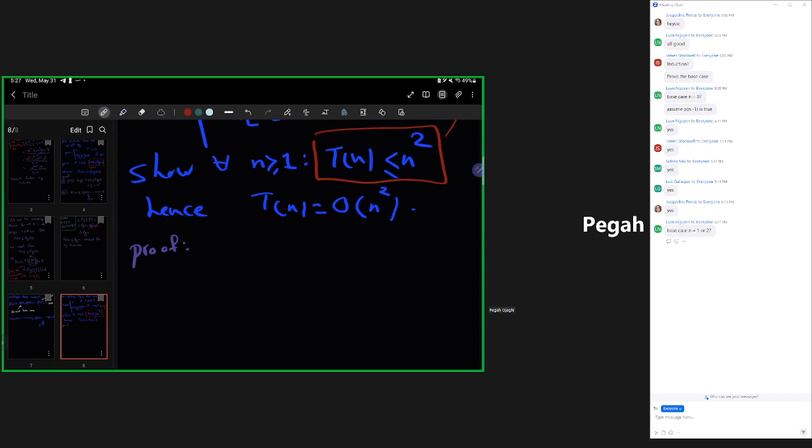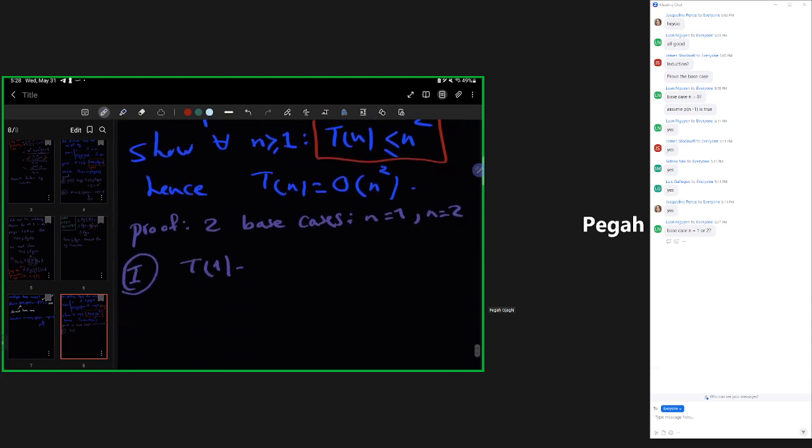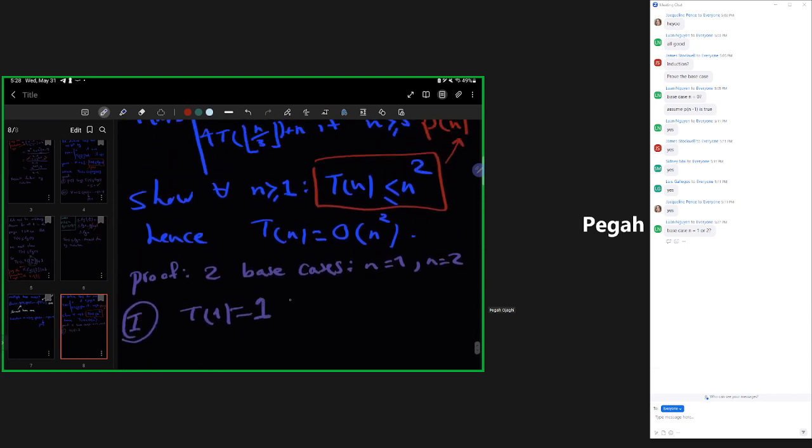Now we have two base cases: n equal to 1 and n equal to 2. Because we have two base cases, we need to prove both of them. Let's start with the base cases. For the base case T(1), what do I have? T(1) is equal to 1, which is less than or equal to 1 squared. So this holds.